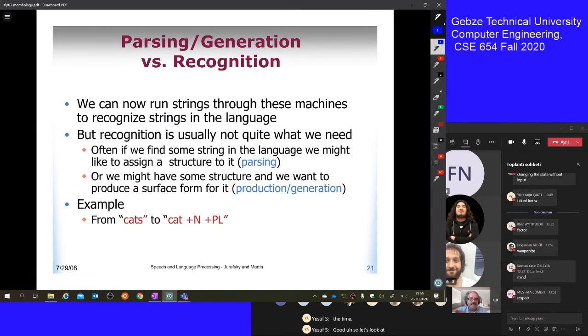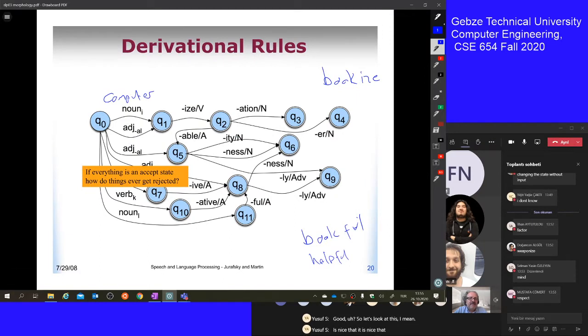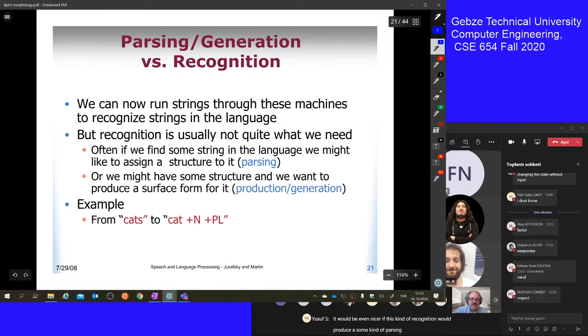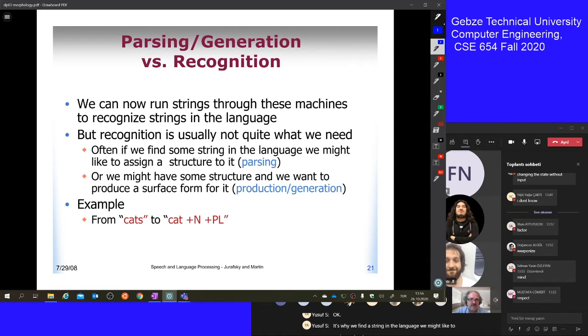So let's look at this. It is nice that we can have this kind of finite state automata to recognize words, either nouns or verbs or adjectives, doesn't matter. But it would be even nicer if this kind of recognition would produce us some kind of parsing. For example, when I say cats, I recognize it by assigning noun to the cat root and adding a plural suffix at the end. This is called parsing. If we find a string in the language, we might like to assign a structure to it.